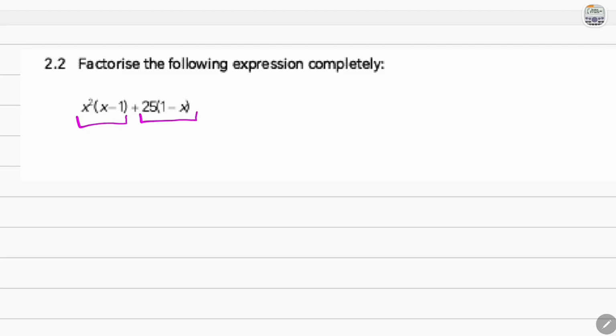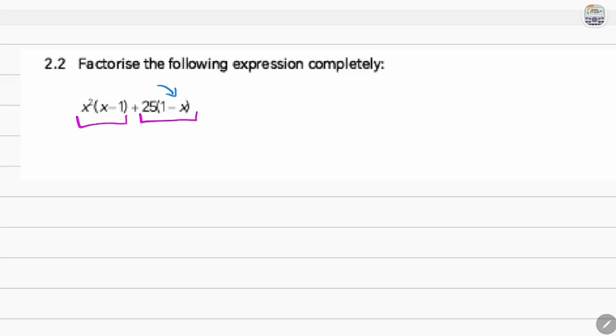Now, in these two terms, do you notice something? The bracket looks very similar. This one says x minus 1, and that one says 1 minus x. Here, the x is positive, but here the x is negative. While here, the 1 is negative, and here, the 1 is positive. This is a clear case when there is a common factor of negative 1 in one of the brackets.